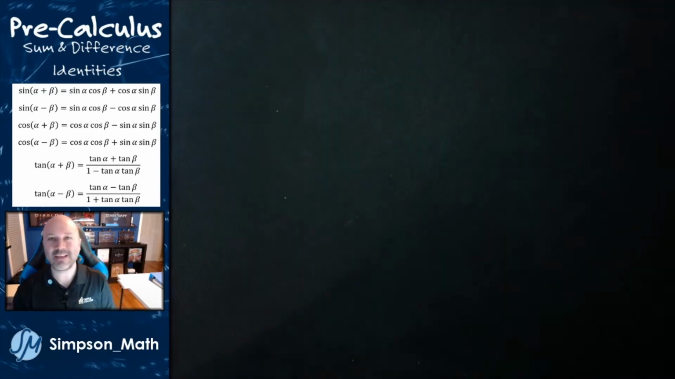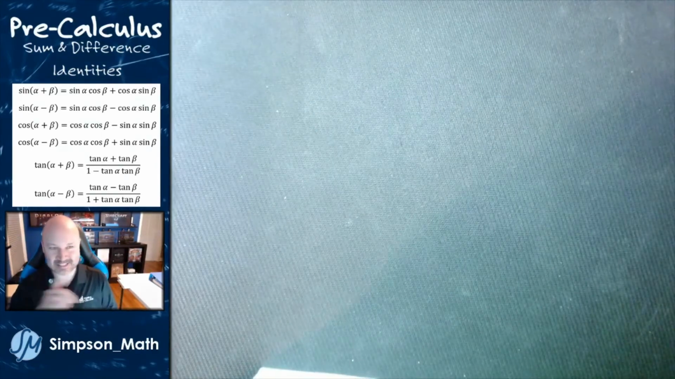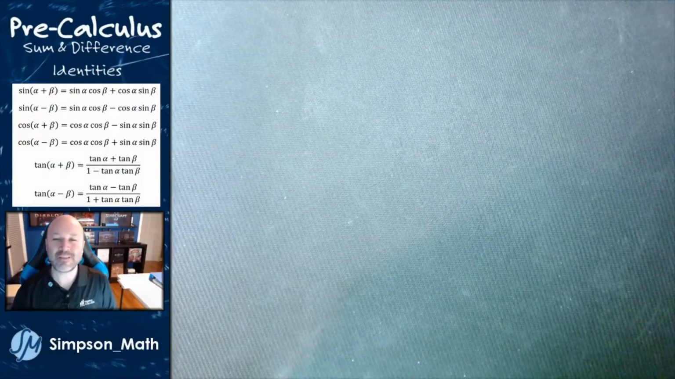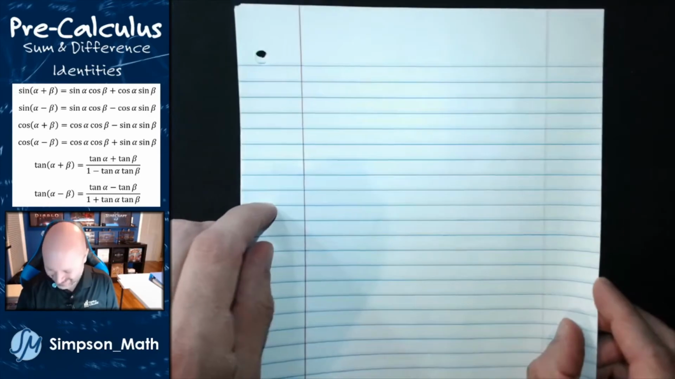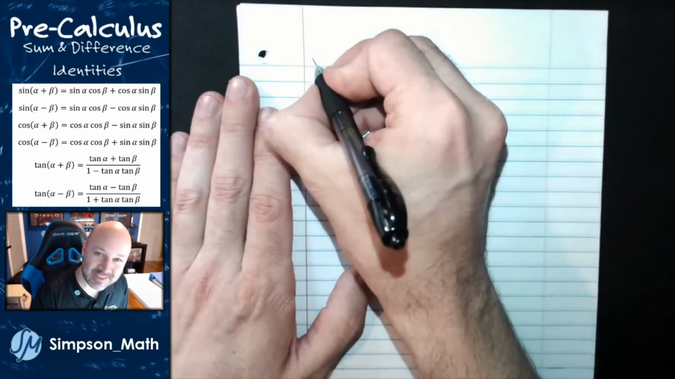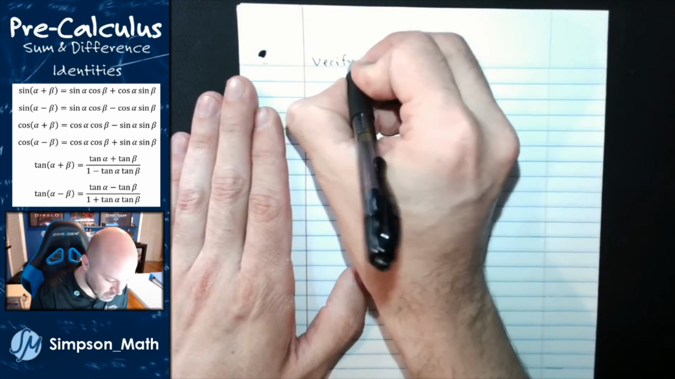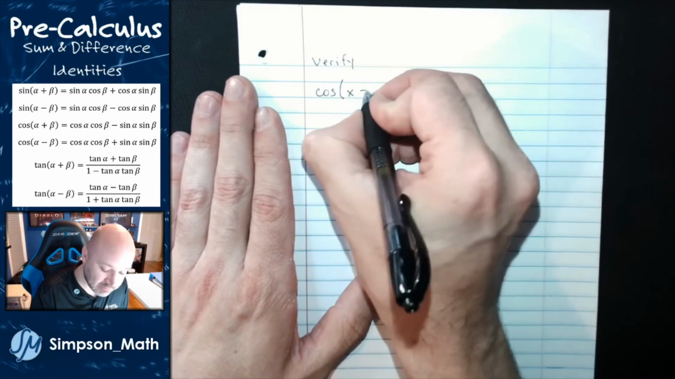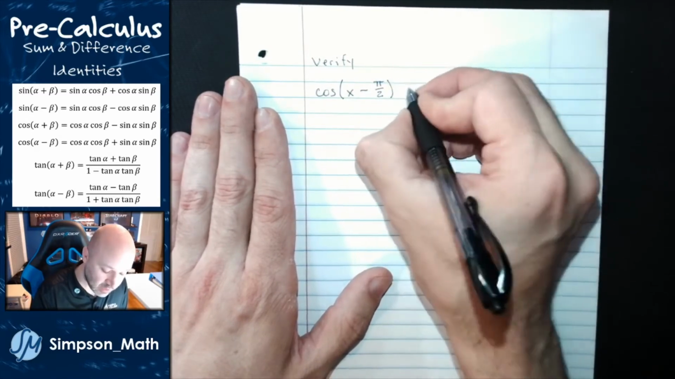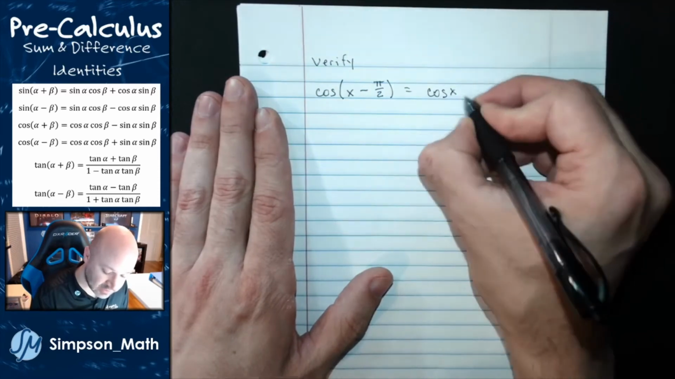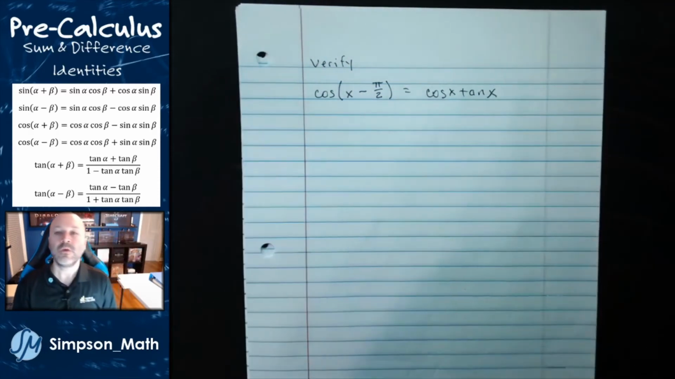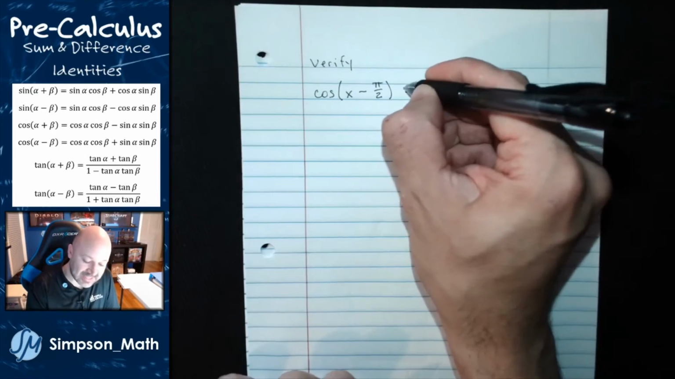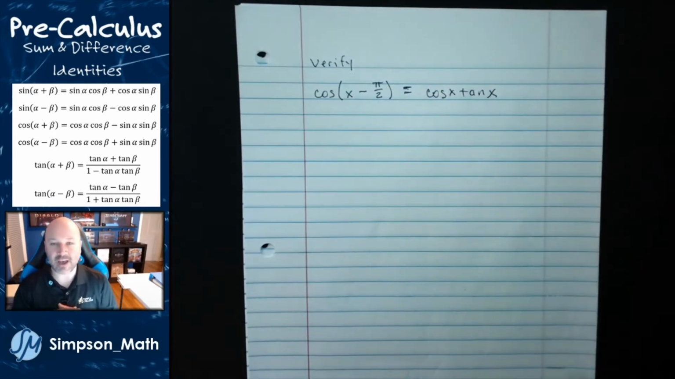Oh, and of course, because they are identities, the sum and difference identities, we can play around with verifications. Yay, everyone's favorite. All right, let's verify cosine of x minus pi halves equals cosine x times tangent x. So I just have this trigonometric identity I'm trying to verify. They claim it's true. It is true, but I need to verify it. So I'm going back to my skills here.